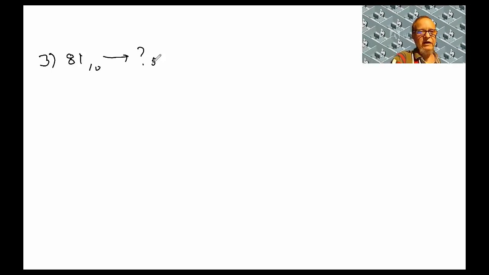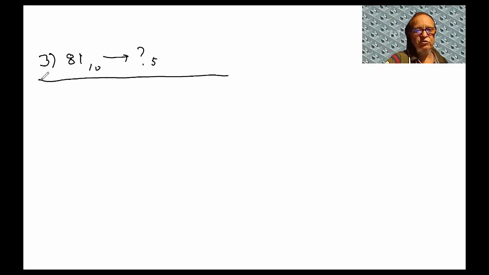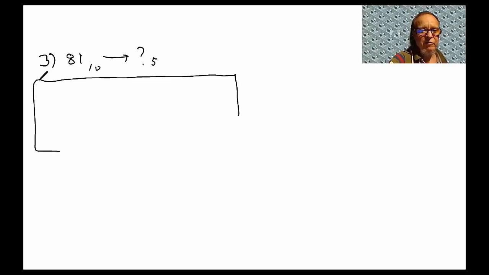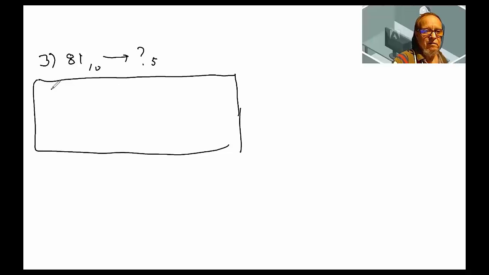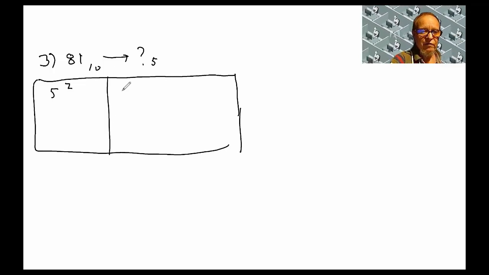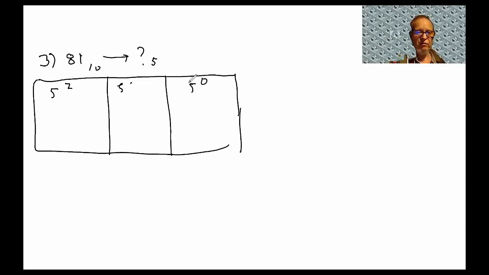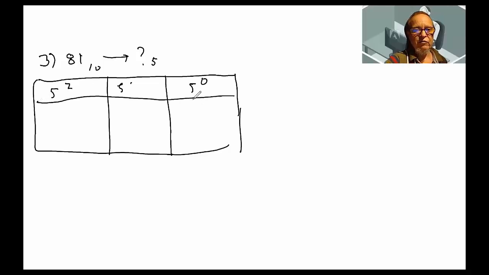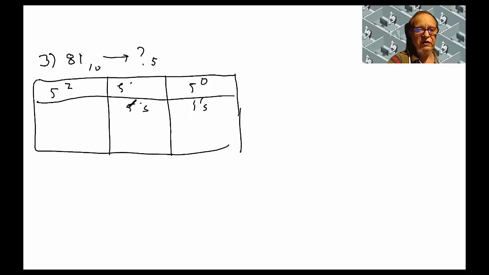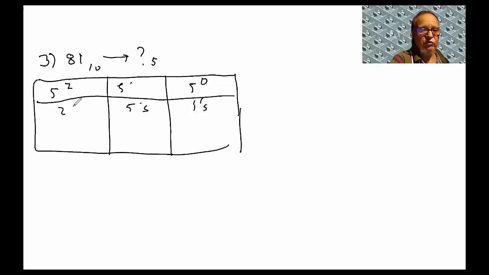So I'm going to use a table to do this. And my table will be 5 squared, 5 to the first power, and 5 to the 0 power. And 5 to the 0 power will be my 1's place. 5 to the first power will be my 5's place. And 5 squared will be my 25's place.